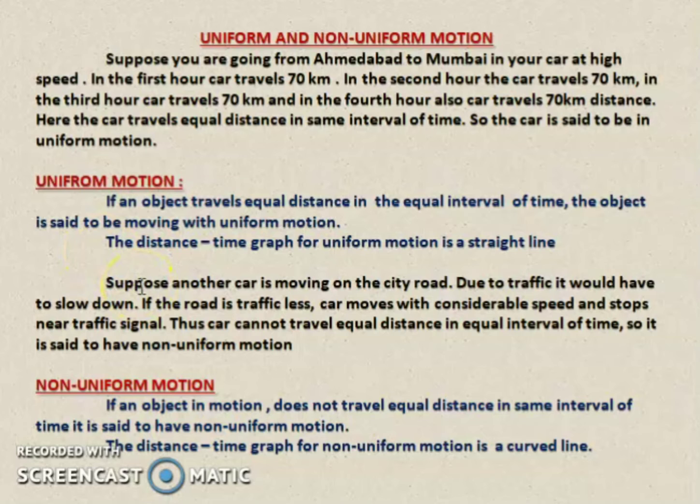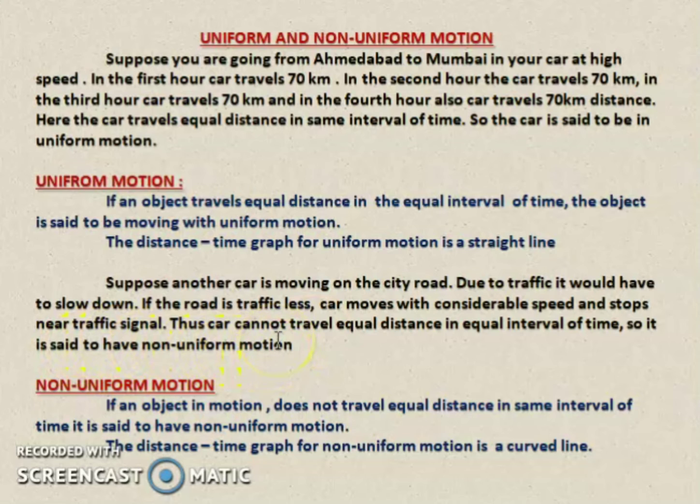Now we will discuss non-uniform motion. Suppose another car is moving on the city road. Due to the traffic, it would have to slow down. If the road is free of traffic, the car moves with considerable speed and stops near the traffic signal. Thus, the car cannot travel equal distance in equal intervals of time, so it is said to have non-uniform motion.